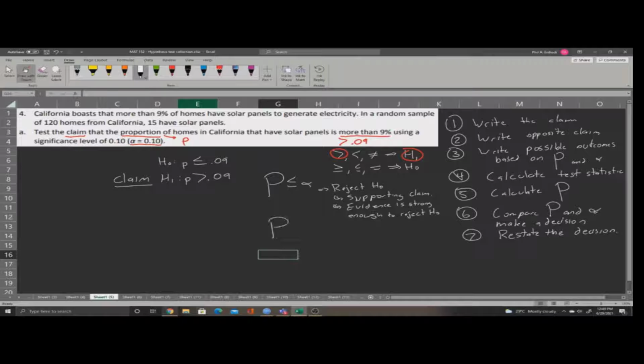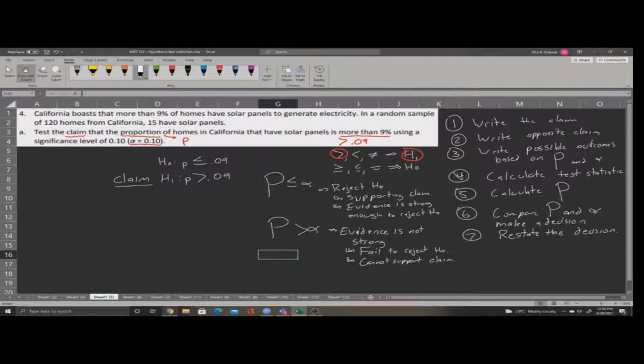Our other outcome would be if our big P is greater than alpha. Now this means our evidence is not strong. Because our evidence is not strong, we fail to reject the null. We can only reject the null if the evidence is strong. Now, in failing to reject the null, we would have to keep the null. We would box in the null, but we could not box in the claim. So we cannot support the claim. The reason we can't support the claim is we don't have the evidence to do so. That takes care of step 3.